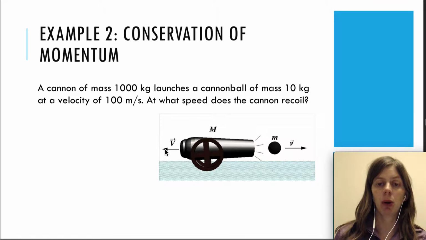Here's an example with a cannon. It has a mass of 1,000 kilograms. It launches a cannonball of mass 10 kilograms at a velocity of 100 meters per second. At what speed does the cannon recoil?